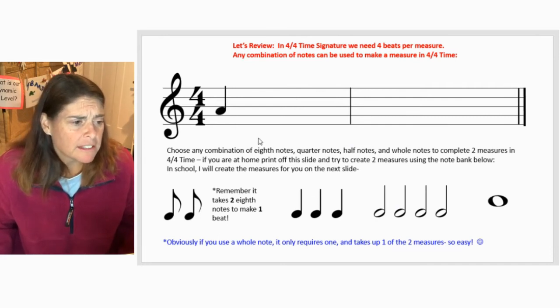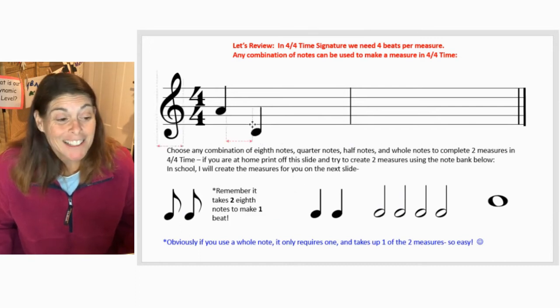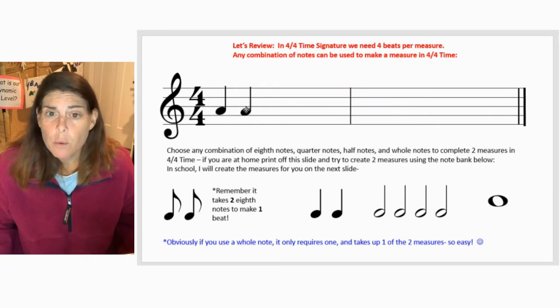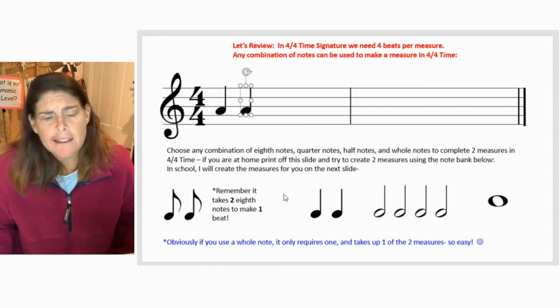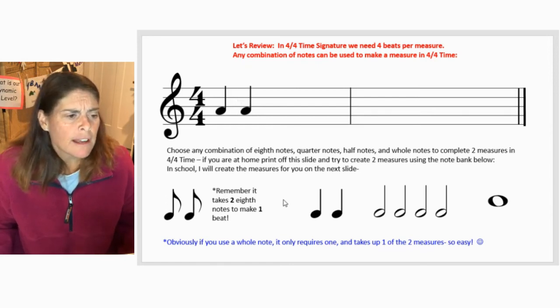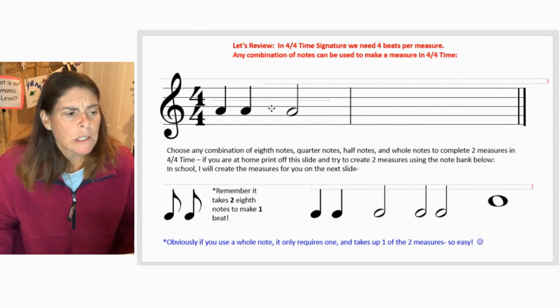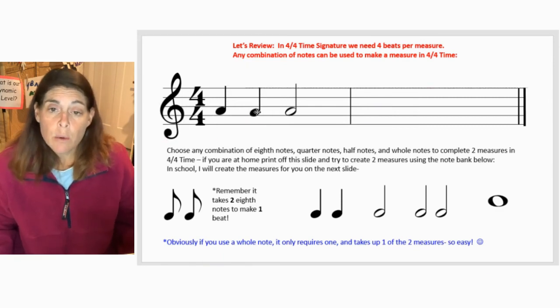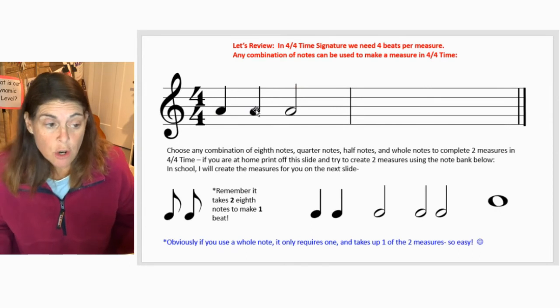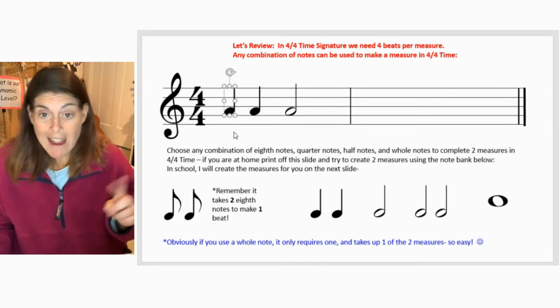Now we have 2 beats. We need 2 more beats. I say, just to make it easier for you guys, why don't we do a half note? Great idea, Miss Winckler. Thank you. Here's our half note. Lovely. I'm going to scoot this guy over to make it look good. And this guy. All right, so now we have a measure with quarter note, quarter note, half note.